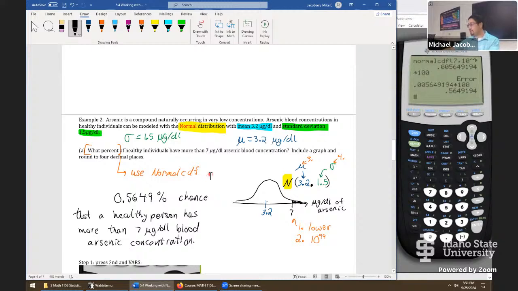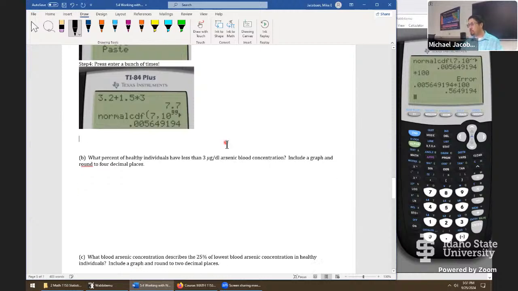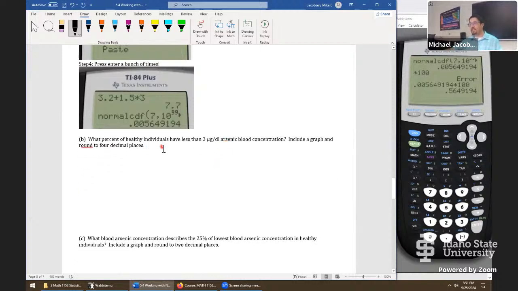So let's try this again. Down below, they're asking a follow-up question. What percent of healthy individuals have less than 3 micrograms per deciliter blood arsenic concentration? So let's start off with a quick graph. This is our way to organize. And on a real exam situation, it is really easy to put information incorrectly in the calculator. But if your graph right here looks correct, you do get a lot of partial credit. So it's my way of also giving partial credit by putting in these instructions here.